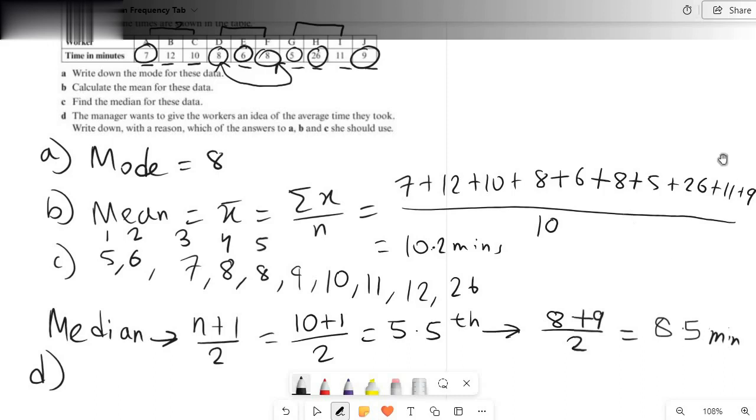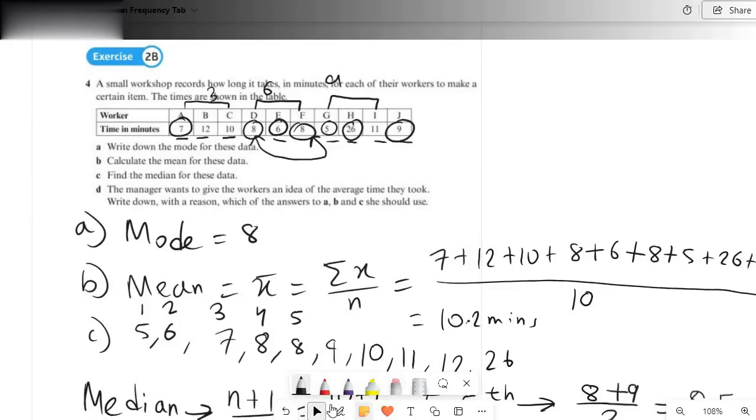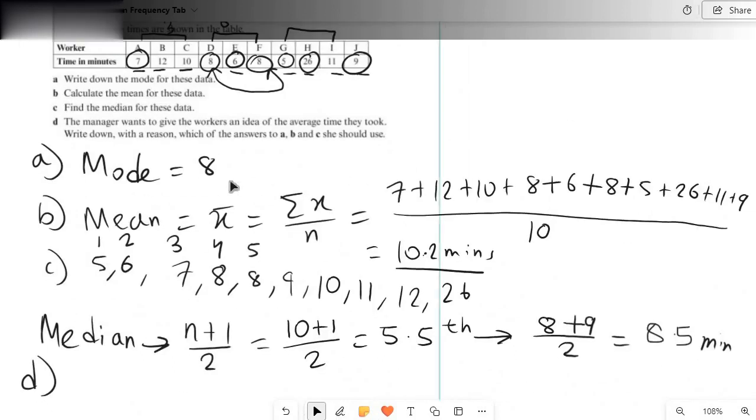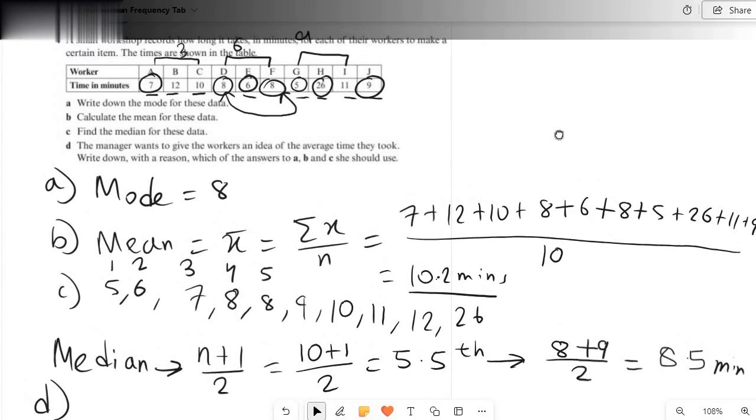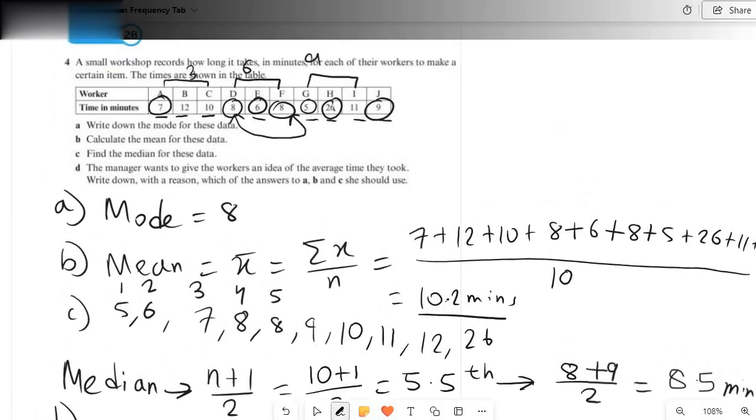So if you look at the data set here, we have these extreme values, 26 here, which significantly affected the mean, which is 10.2. If you compare with the mode and the median, which are really close at 8 and 8.5, the mean is the highest. And this is because of the extreme value, which is 26. So an extreme value is a value that is too large or too small compared to all the other data, and this will affect the mean significantly.